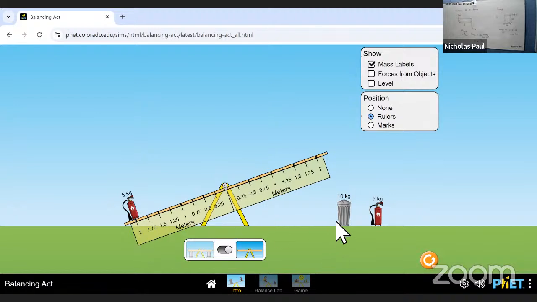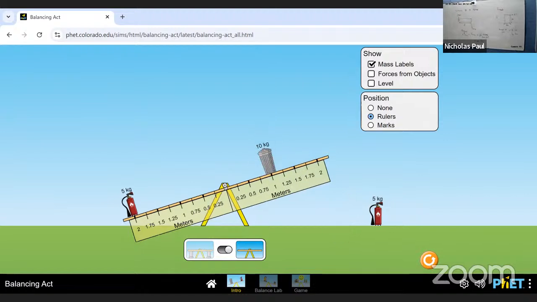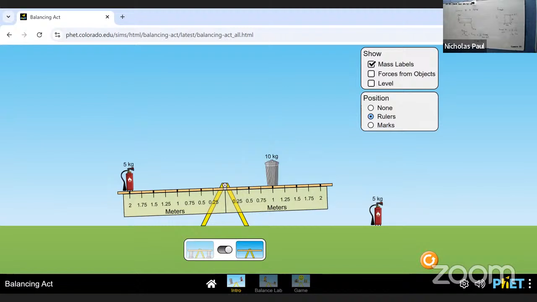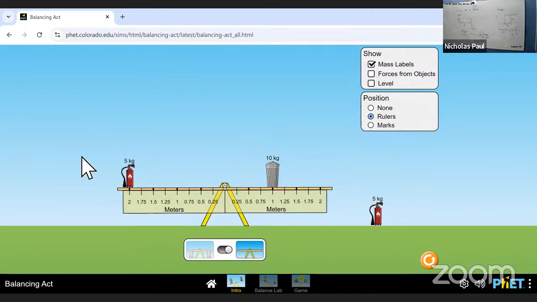So you want to make sure the moment is the same. Work it out and make sure. 100 by 1 is 100, and then 50 by 2 is also 100. So are the moments the same? Yeah. That's why it is level. Let me show you the level. Are you okay with that?